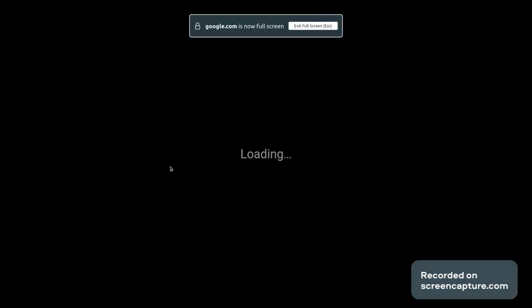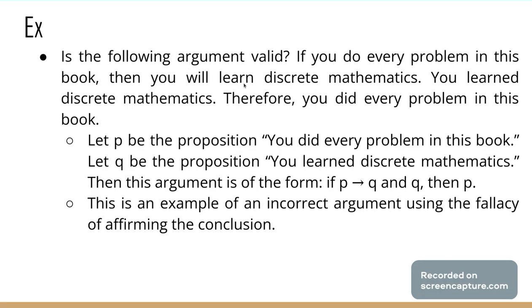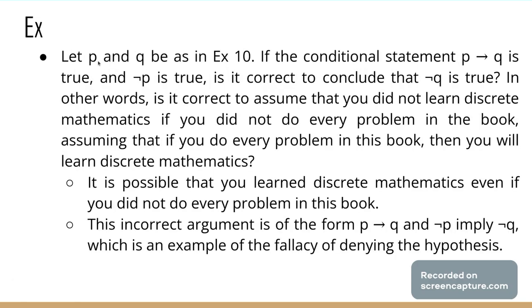Let's look at an example. Okay, we are looking at this same argument, discrete mathematics. If you do every problem in this book, then you will learn discrete mathematics. So P is you did every problem in this book, and Q is you learned discrete mathematics. If the conditional statement P implies Q is true and not P, you did not do every problem in this book, is true, is it correct to conclude that you did not learn discrete mathematics?